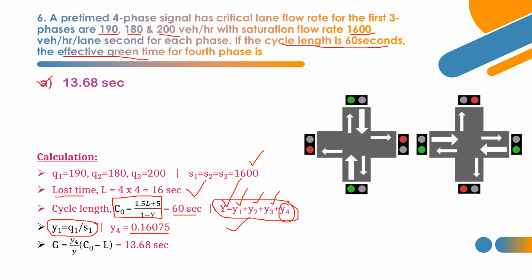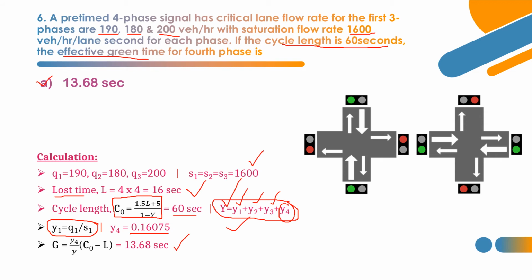0.16075. And we have to find the effective green time. That will be given by the formula G equals Y4 by Y into (C0 minus L). Actually, this is capital Y. By substituting all those values, we get the answer as 13.68 seconds as the effective green time for the fourth phase. This is how we calculate using Webster's method of traffic signal.